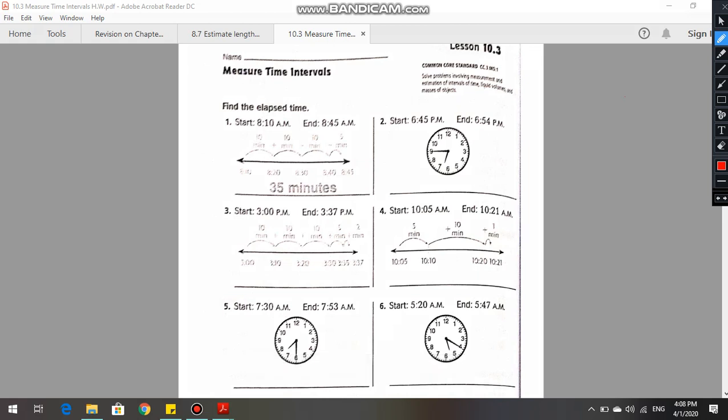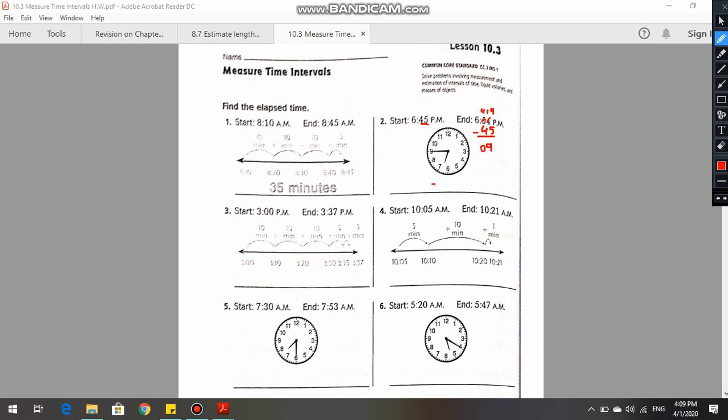In number 1, find the elapsed time. Look, number 2: he starts at 6:45 and he ends at 6:54. So I can skip counting on the clock or I can subtract 54 minus 45. 4 minus 5, I can't do it, so the 5 will be 4 and the 4 will be 14. So 14 minus 5 equals 9 and 4 minus 4 equals 0.